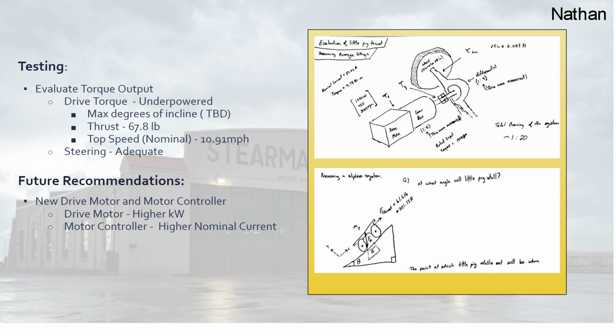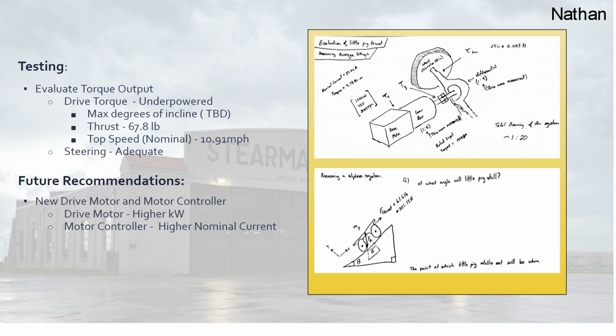For testing reasons, we've wanted to evaluate the drive torque in the steering. These are theoretical values, but the max degrees of incline we can't actually calculate that yet because we haven't been able to get Little Pig properly weighed. For the thrust, we calculated it to be 67.8 pounds and the top speed about 11 miles per hour.